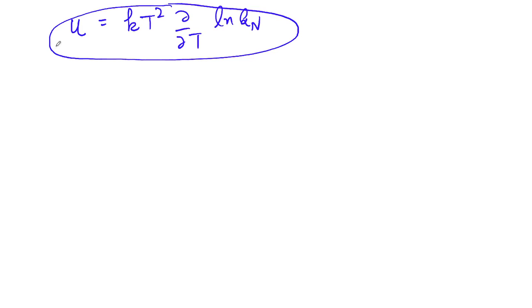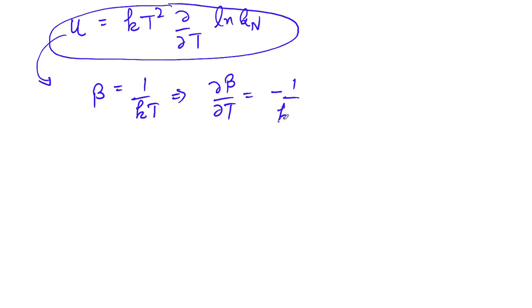So similarly I can rewrite this internal energy in some other notation, which is dependent upon this beta term. Now we know that beta is equal to 1 over kT. So if I take the derivative of beta with respect to T, this comes out to be minus 1 over kT squared. So what does it mean? It means that this kT squared I can write as minus ∂T over ∂β.